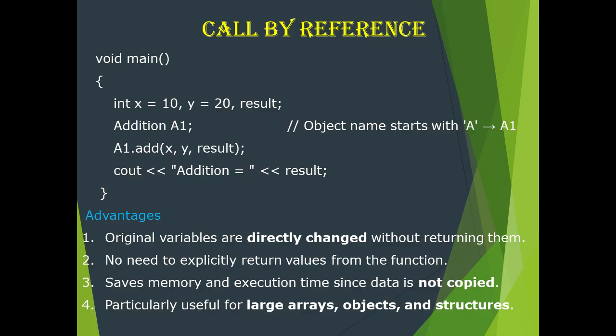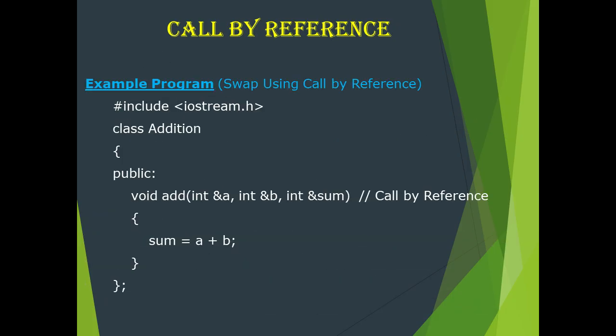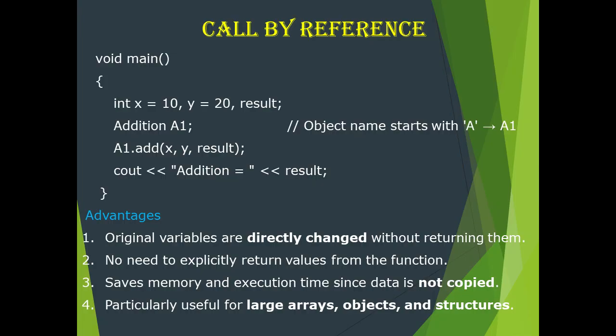Similarly, if we perform any changes in the x value, it will affect the a value here. If we perform any changes in the y value, it will affect the b value here, since the same memory location is referred to by x and a, and similarly the same memory location is referred to by y and b, and lastly the same memory location is referred to by sum and result. So any change to any variable will affect the other variable also. This is known as call by reference.